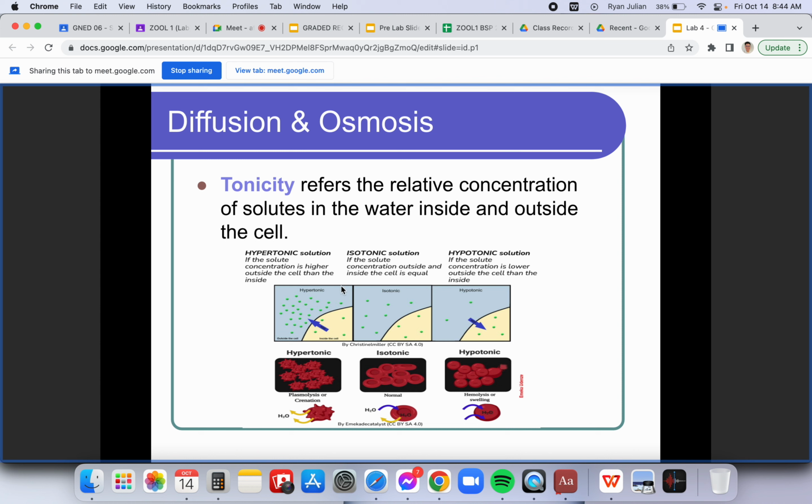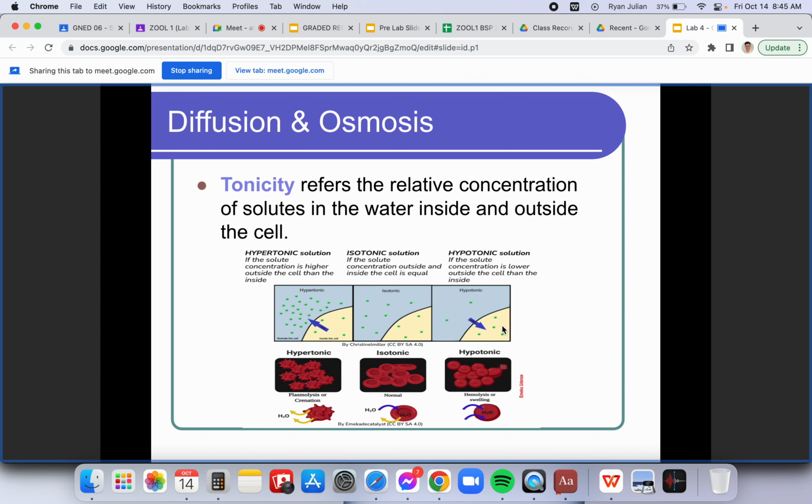And as for the isotonic solution, this is where the solute concentration outside and inside the cell is equal in amount or molecules. And as you can see here, they have equal concentration from the inside and outside of the cell. And lastly, hypotonic solution. If the solute concentration is lower outside the cell than the inside. As you can see here, this can be exemplified by having two molecules on the outside while having four molecules on the inside.